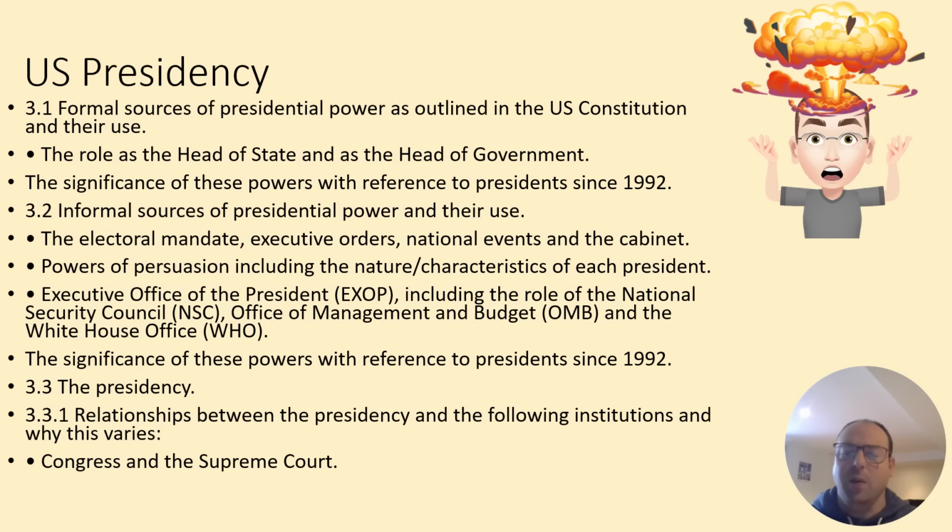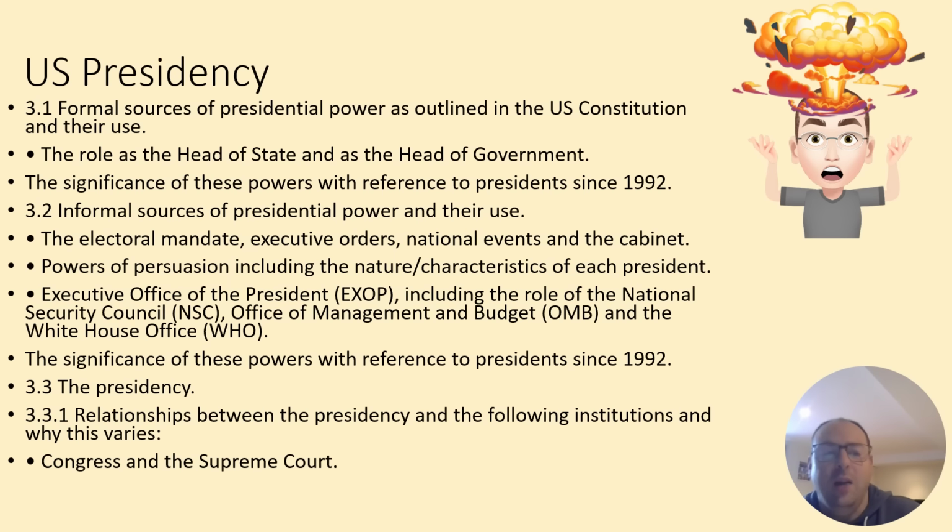Then there's the meat on the bones in terms of how the whole executive side works: the Executive Office of the President, including the National Security Council, the Office of Management and Budget, and the White House Office. So you need to know EXOP, NSC, OMB and WHO, what they do, how they do it, and how effective they're being, with examples of all of that. You need to know the significance of all of this with reference to presidents since '92. Having a profile of all the recent presidents, where they've had successes and where they've had failures, is well worth having as part of your revision.